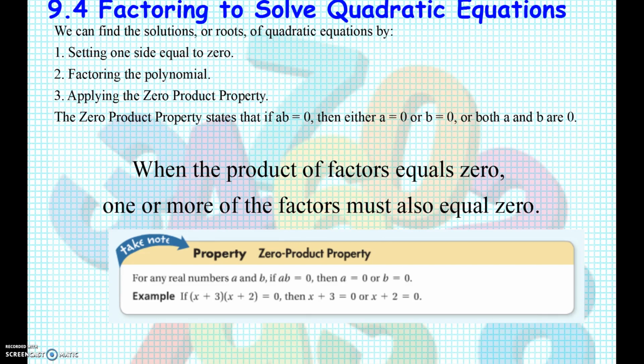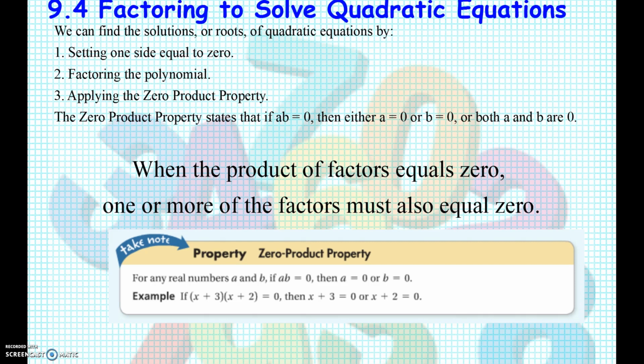Okay, so we're looking at 9.4, factoring to solve quadratic equations, and basically we're in chapter 9, we're solving quadratics, and so we're going to be going back and looking at some of the stuff that we did in chapter 8, which is why we're starting with this section. And since we are solving by factoring, it's going to be very similar to what we were doing in the last chapter. So the first thing that you need to know is what is the zero product property.